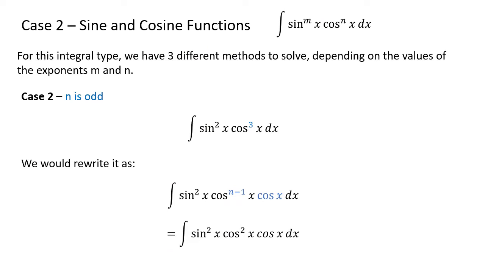And in this case, n is odd, or in other words, the exponent for the cosine function is an odd number, while the exponent for the sine function is an even number. So in this case, we're going to do the exact same thing. We're going to take the cosine function and subtract 1 off its exponent. And by doing so, we have to add a cosine x function, so that when we multiply these two together, cosine squared of x and cosine x, we would arrive at the same value here, cosine cubed of x.